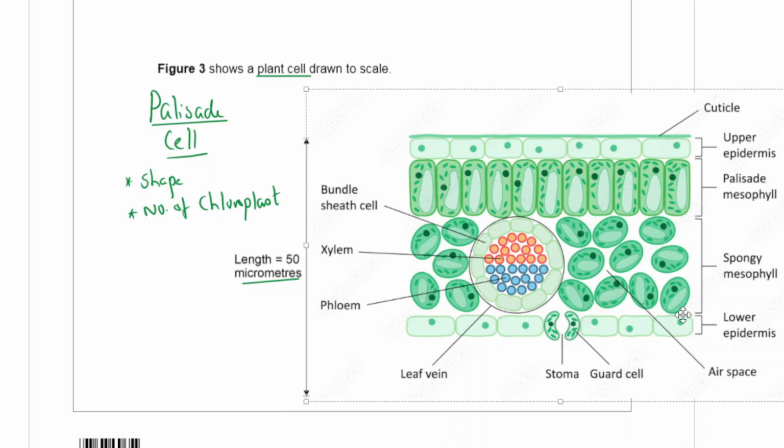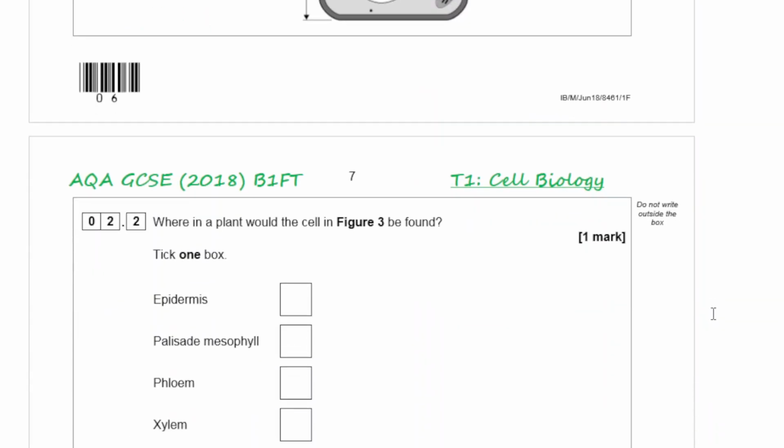And then you've got the lower epidermis, which contains the guard cells and the stomata, and in the middle of it is the leaf vein, which contains the xylem and the phloem, which has two main parts. The xylem is responsible for carrying water, and the phloem is responsible for carrying dissolved substances. Right, so let's have a look back at the question again. Where in a plant would the cell in figure 3 be found? It's not in the epidermis, it is in the palisade mesophyll.